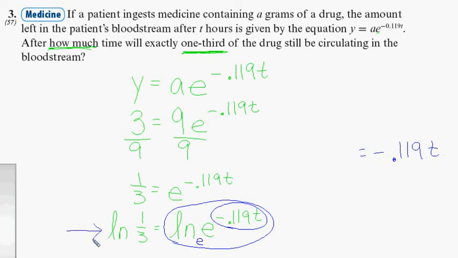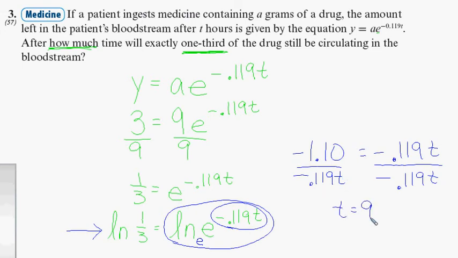Now, what about this though? Well, enter the natural log of 1/3 into your calculator. If you do that, you'll discover that it's negative 1.10 approximately. Of course, I'm rounding here. Just leave that value in your calculator, and now we can solve for t. Divide both sides by 0.119. I'm thinking you should get t is equal to 9.23 seconds. So it's after 9 seconds that exactly 1/3 will be circulating in the bloodstream.